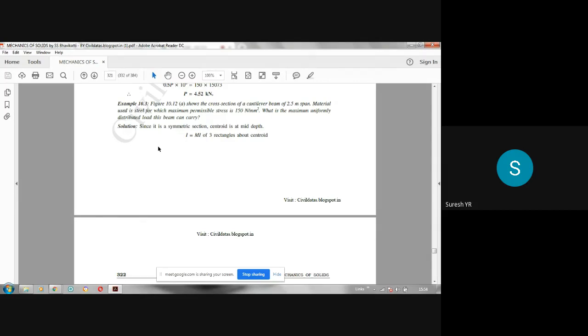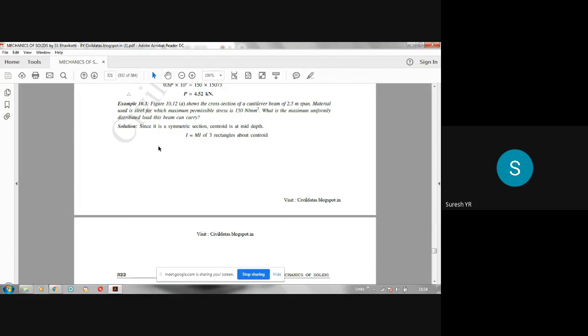We have to use the parallel axis theorem and all, which you have studied in your engineering mechanics. If you have forgotten, you have to go through that. You have to go through the parallel axis theorem, which you have already studied in engineering mechanics.